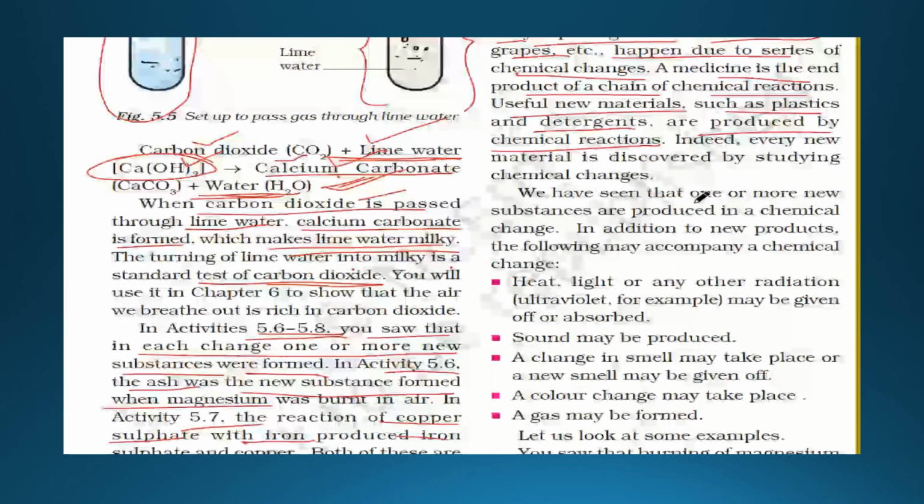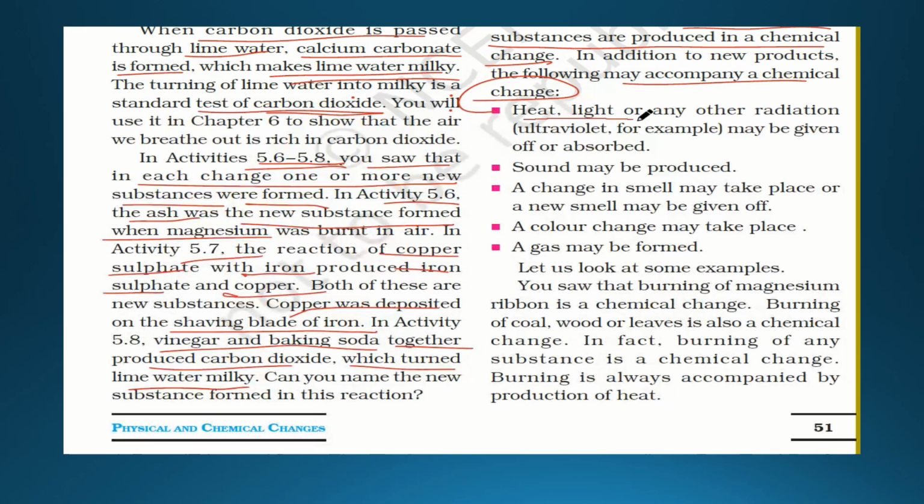So we have seen that one or more new substances are produced in a chemical change, and in addition to the substances formed, there are other accompanying effects. So what are they? Heat, light or any other radiation may be given off or absorbed during a chemical reaction. Sound may be produced, a change in smell may take place, or a new smell may be given off. A color change may take place, a gas may be formed. So many changes may happen during a chemical reaction.